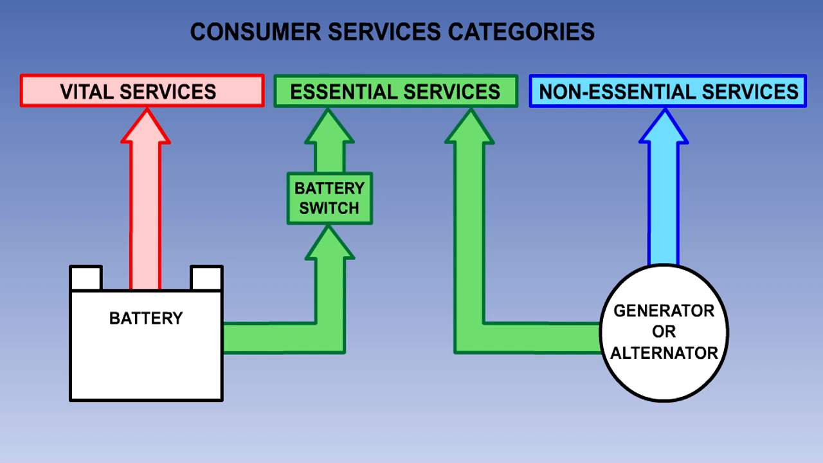Non-essential services are those which can be isolated in an in-flight emergency for load-shedding purposes. Load shedding is expanded upon later in this lesson. Non-essential services are normally only supplied by a generator or alternator.